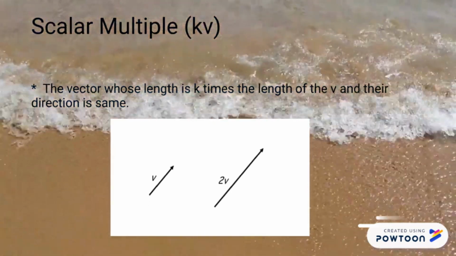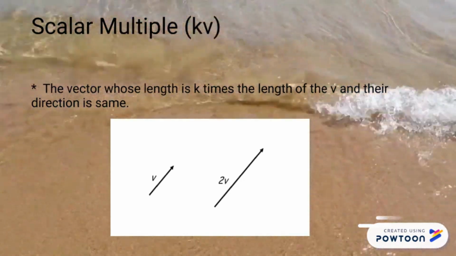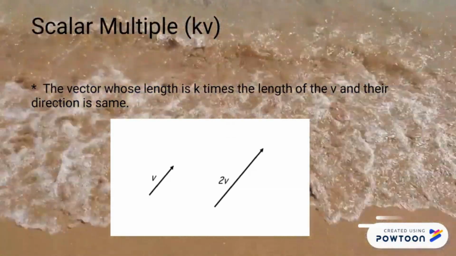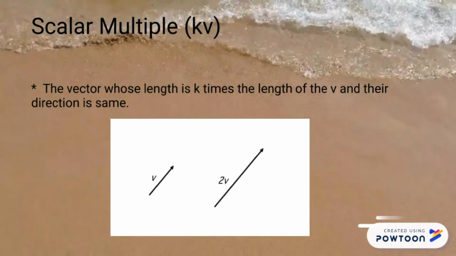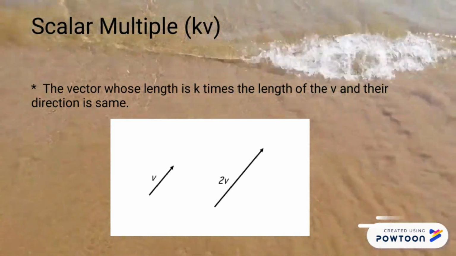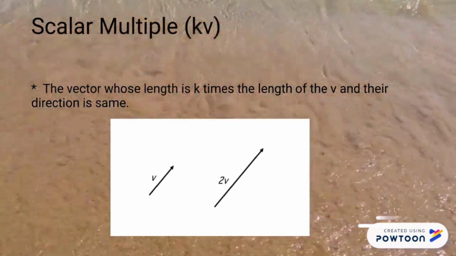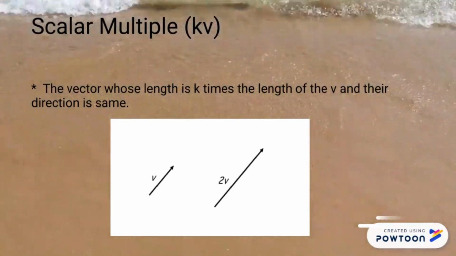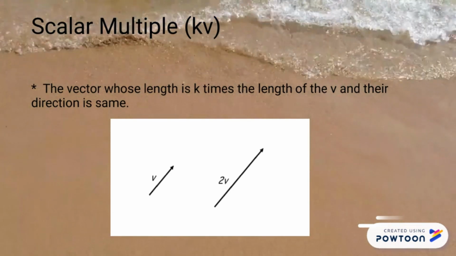The last one is scalar multiple kv. The vector whose length is k times the length of v and their direction is the same. In these pictures, it shows v and 2v. We can see 2v is 2 times the length of v and their direction is the same.